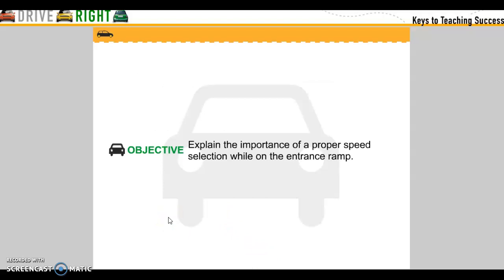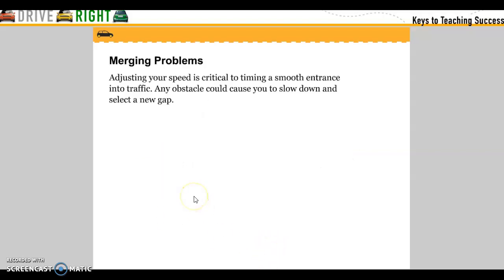Objective: explain the importance of proper speed selection while on an entrance ramp. Merge problems. Adjusting your speed is crucial to timing a smooth entrance into traffic. Any obstacle could cause you to slow down and select a new gap.